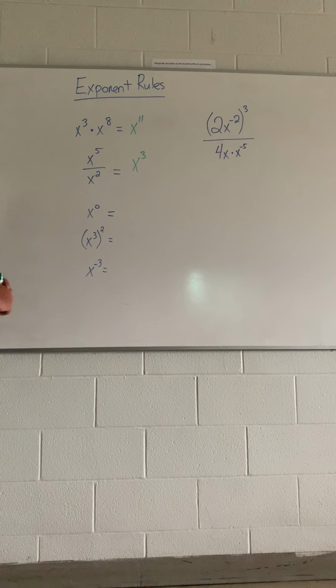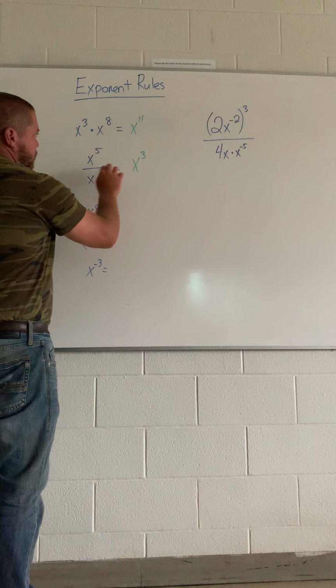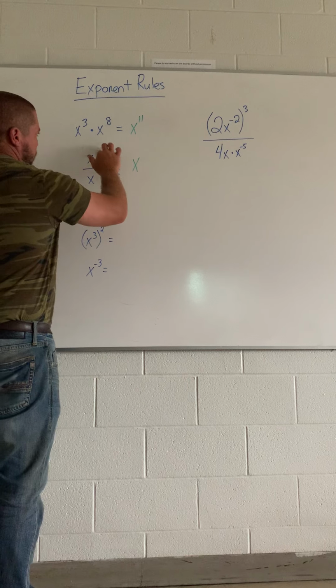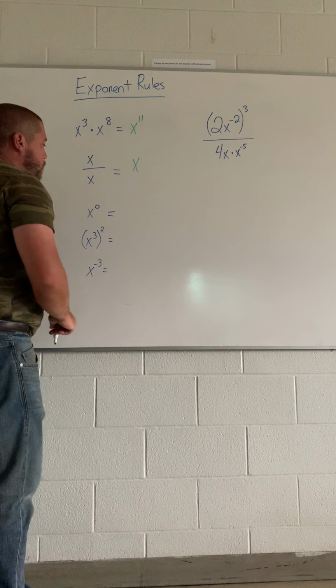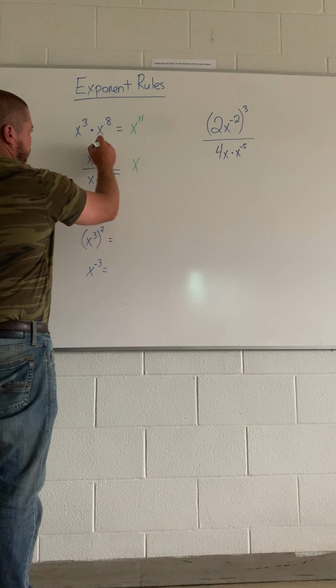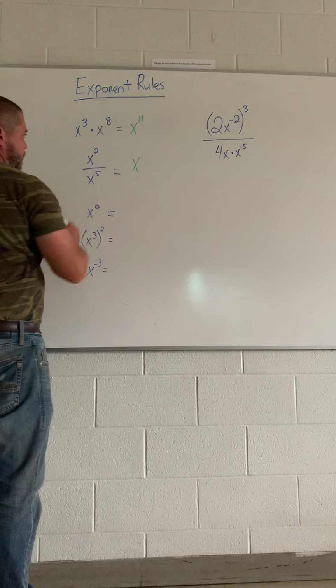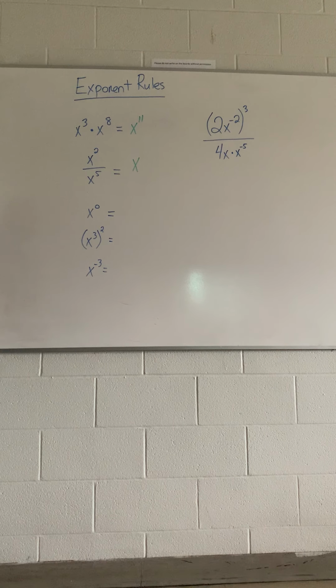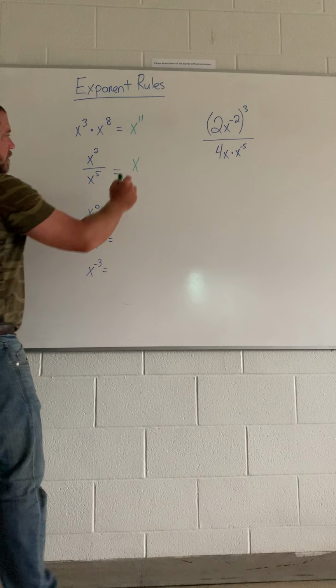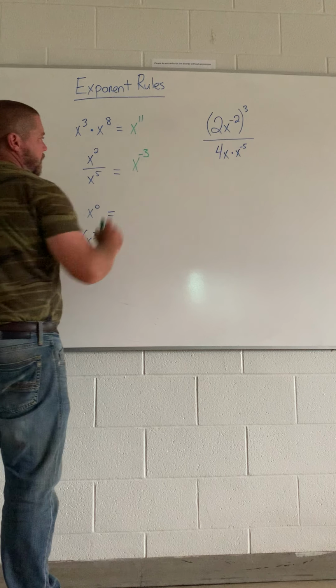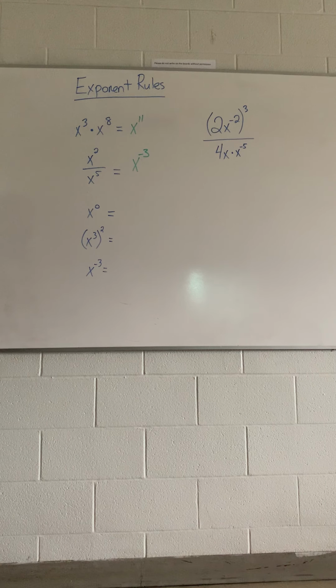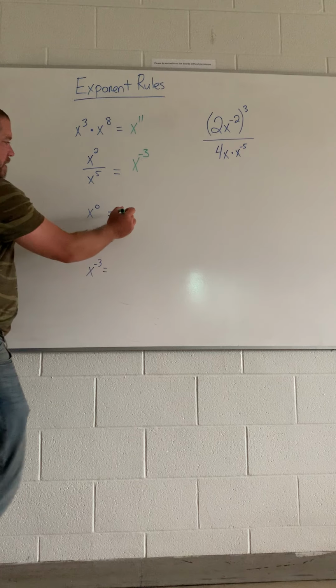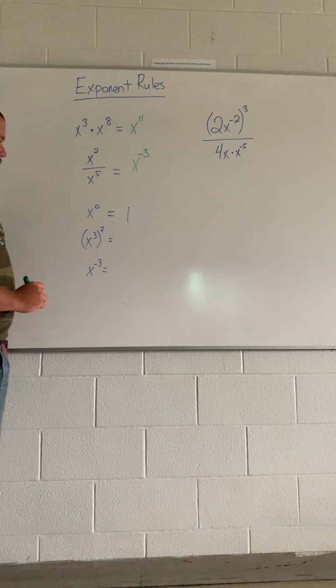On the opposite side though, if these were flipped around backwards, if we had 2 in the numerator and 5 in the denominator, or x to the 2nd over x to the 5th, we could do the same thing. 2 minus 5 is negative 3. And you'll see what happens with that when we get down to the bottom of these examples. Anything to the 0 power, a variable, a number, anything, is just 1.